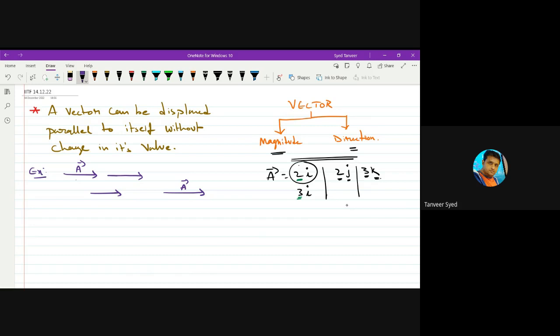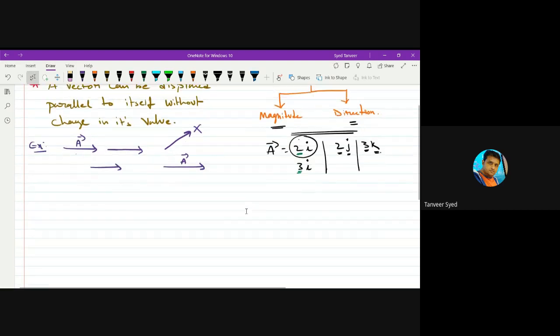But I cannot do this. A is like this. I cannot displace it like this. This is a different direction. It is not vector A. So you cannot do this. You can displace a vector parallel to itself anywhere. Its value does not change. This is one thing. Okay.